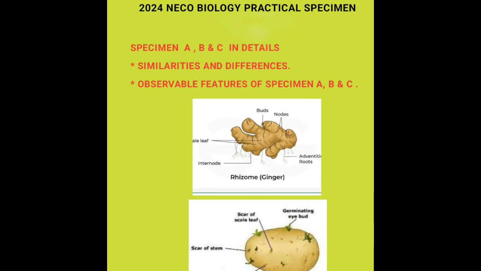Remember, these are observable features. These are features you can see without opening them. That is why I say they are observable. There are other features you can see, but you have to cut it open. So with this, I've given you two similarities and four differences between Irish potato specimen C and ginger specimen B.